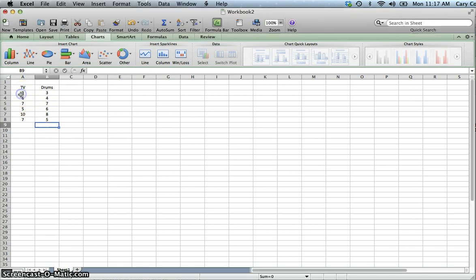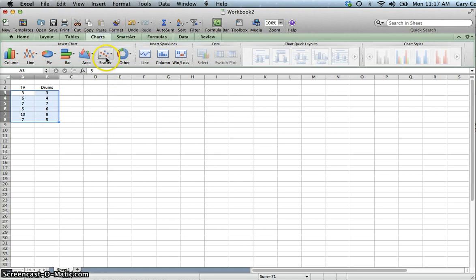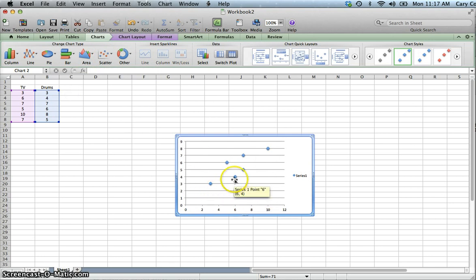Let's see if there's a relationship first of all. So I'm going to highlight the data. I'm going to go to Insert, go to Chart, and then we'll hit Scatter Plot again. We don't need the lines, and we see that there is a relationship. Maybe not as strong as some of the other relationships we've seen. It's a little bit more spread out. Once again, you'll want to double check that it did it correctly.